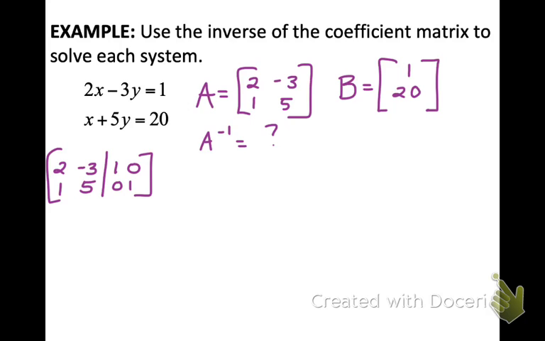What would you guys do first? Switch them or deal with the fraction? Flip them? Paul wants to flip? All right, so let's flip R1 and R2. So 1, 5, 0, 1, 2, negative 3, 1, 0, sorry.